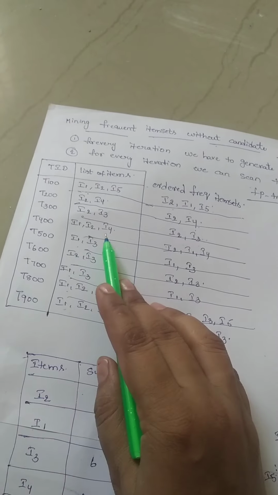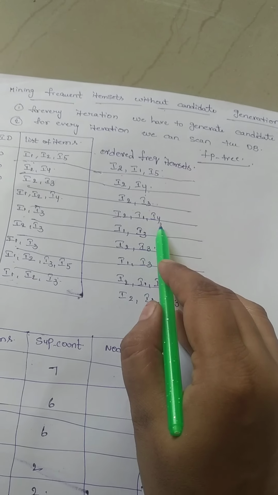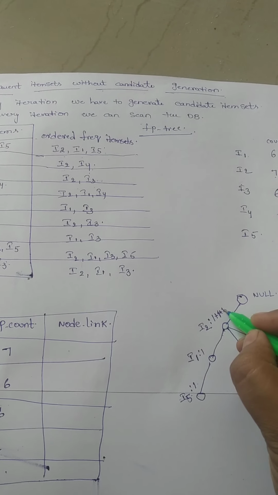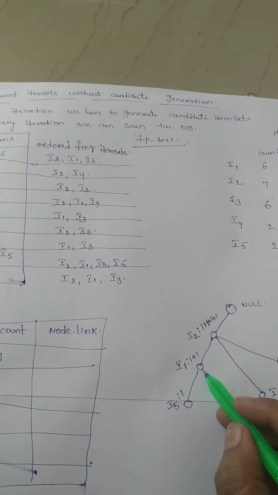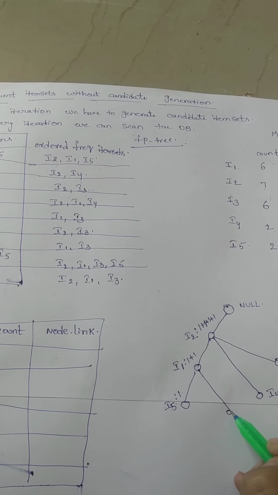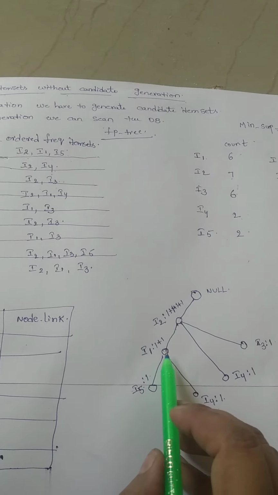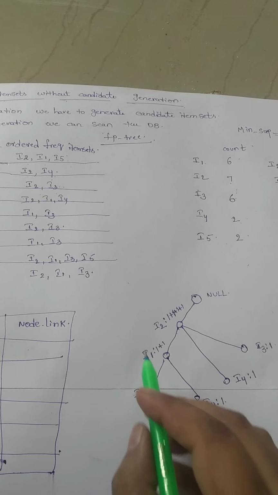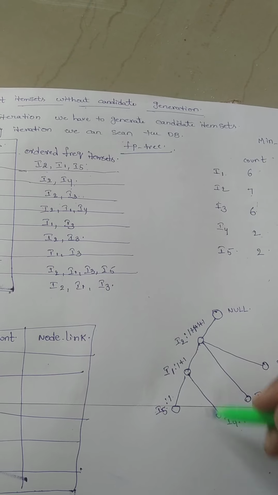Next, the fourth transaction is I2, I1, I4. Already I2 is there, so I2, I1, and next we take I4. Here I4 is 1, so no need to connect it to the earlier I4. I1 is there, and we don't connect it to the other I4. So I2, I1, I4 is completed.